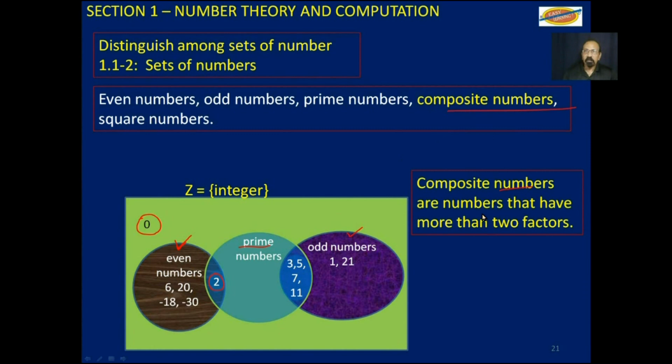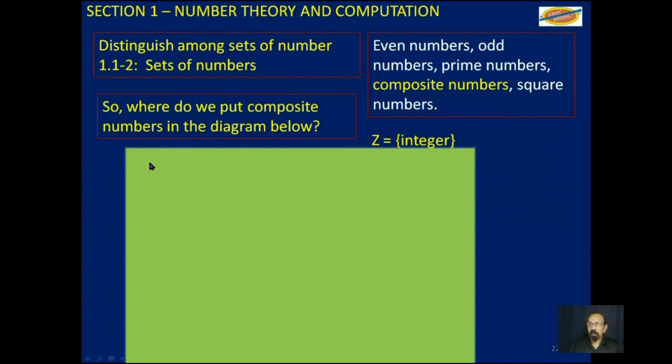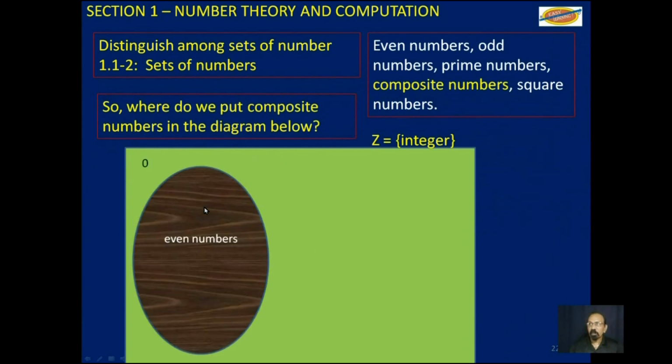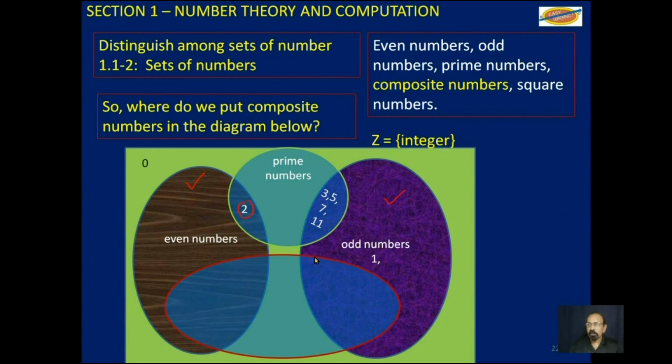Composite numbers are numbers that have more than 2 factors, not just itself and 1. So we have to change this diagram a little. We'll make it like this now. Even numbers here, odd numbers here, prime numbers in this circle here, which has 2. It's an even number and a prime number. And we have other prime numbers that are odd numbers. Now we make a new shape down here, and we will put composite numbers here.